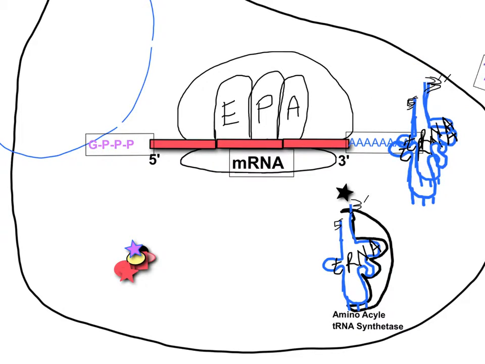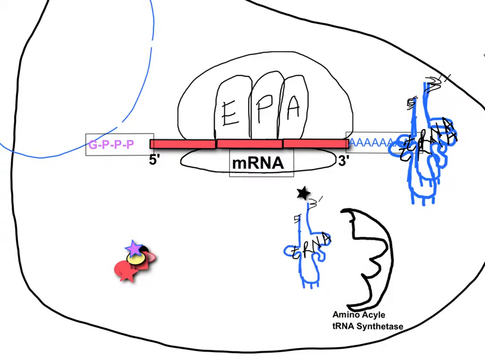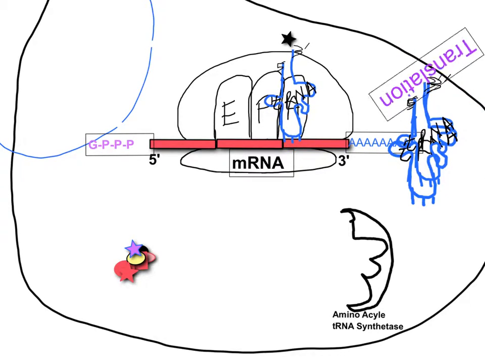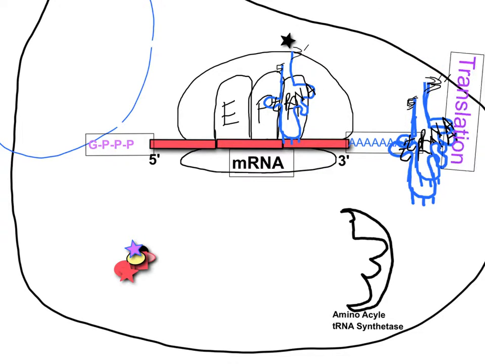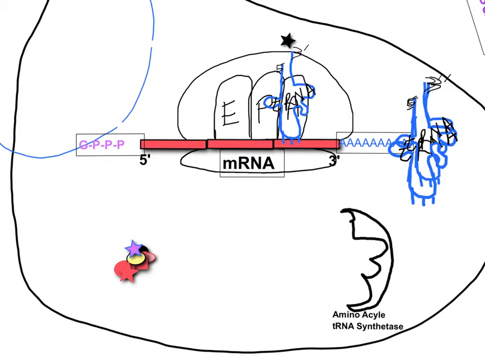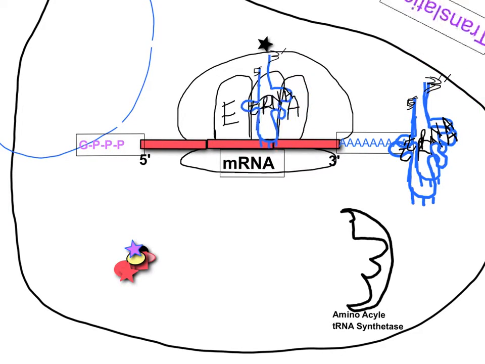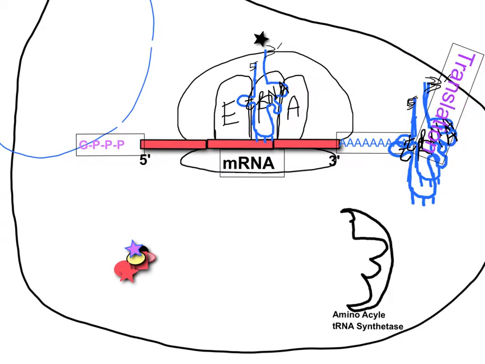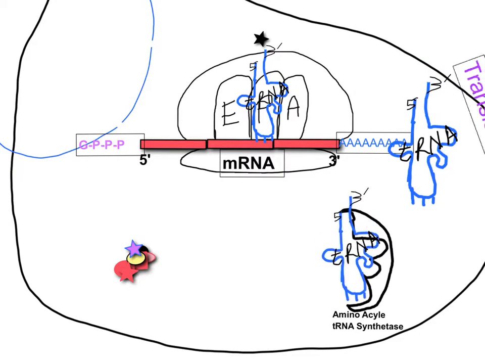Then this transfer RNA moves to the A site of the larger unit of the ribosome, and its anticodon is complementary to the codon of the messenger RNA. The start codon on messenger RNA is AUG. Now messenger RNA will move further, taking this transfer RNA to the P site, and now the A site is free.